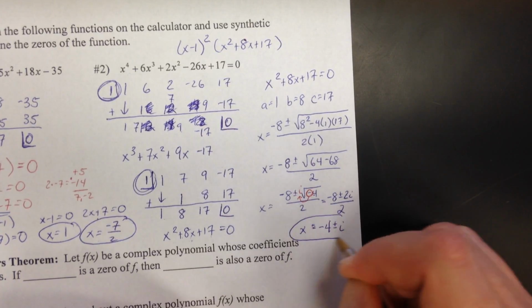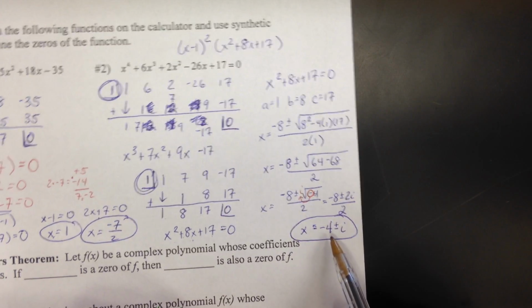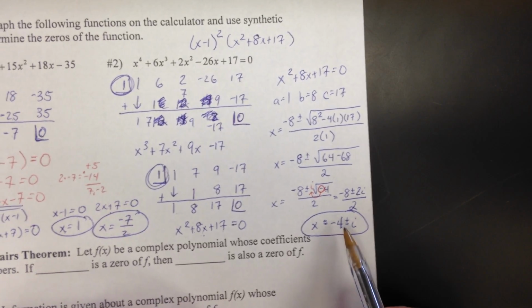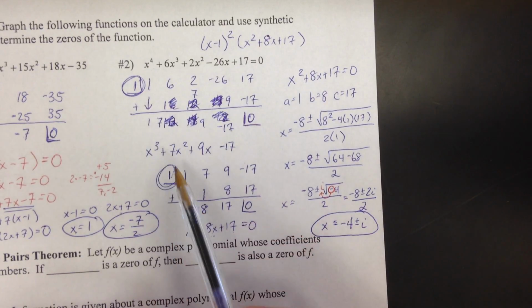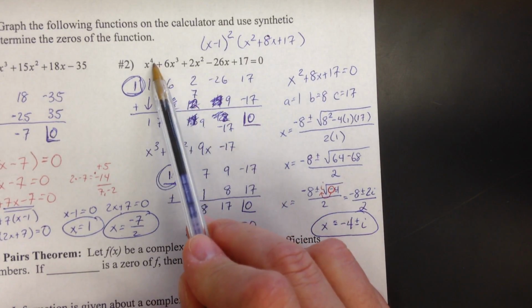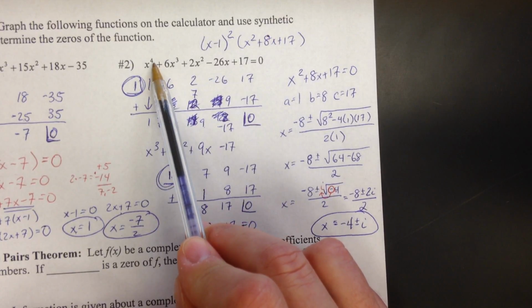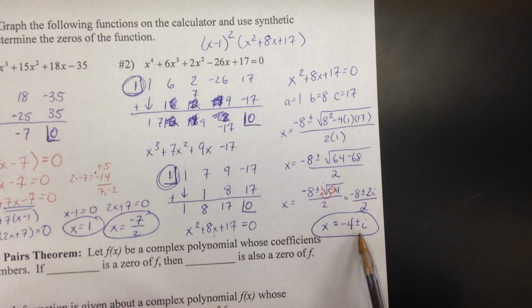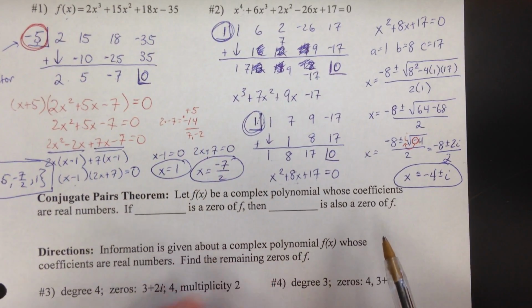Now I get 2 non-real solutions. I get 2 complex solutions, and I get 2 real numbers. So I get a total of 4 zeros, which I should because my lead term, my degree, is 4. But 2 of them end up being imaginary.